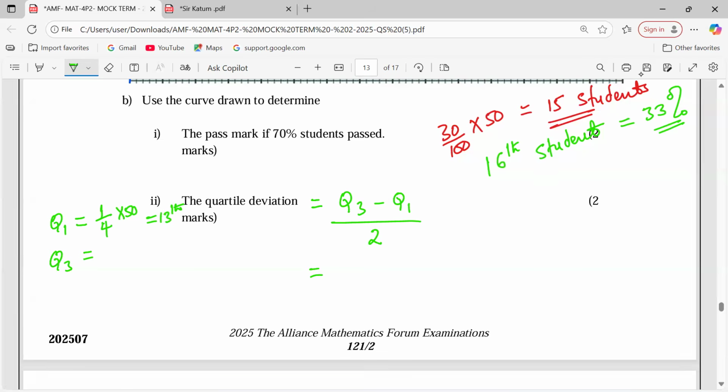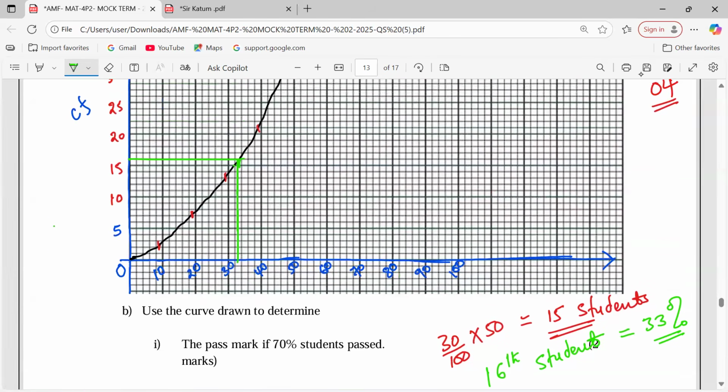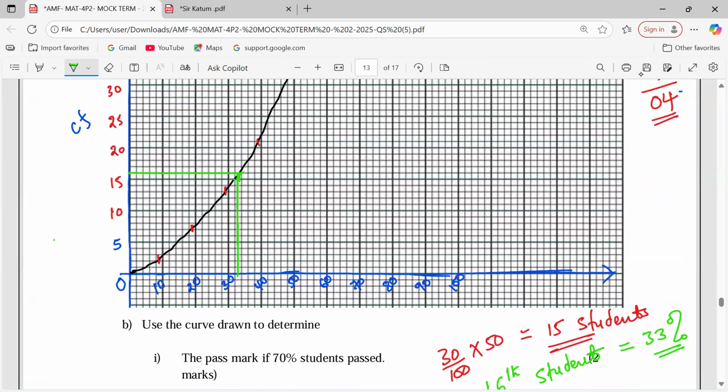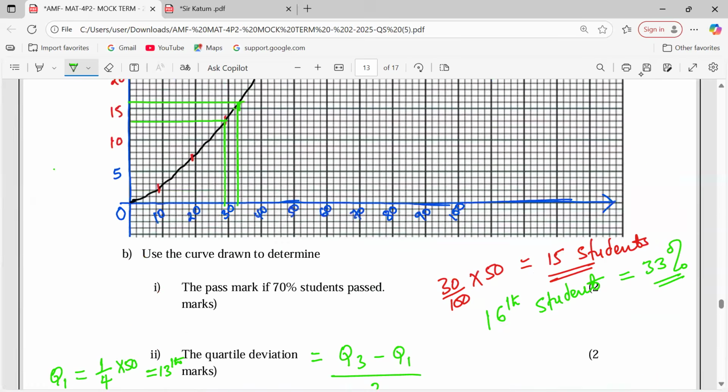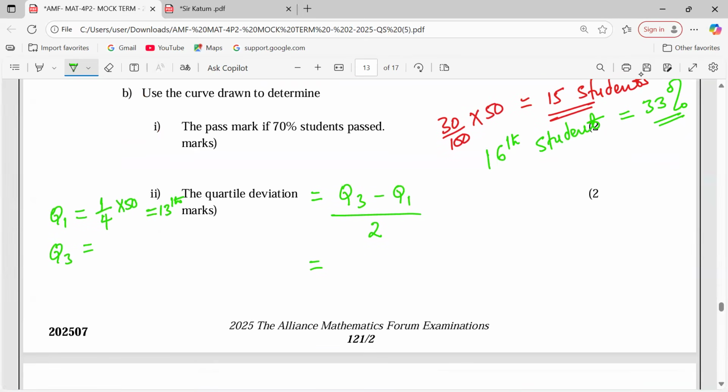So what is the mark scored by the 13th student? The mark scored by the 13th student can be identified from our curve once again. The mark scored by the 13th student is going to be 29. No, 29.5. It's actually one of the coordinates. 29.5.